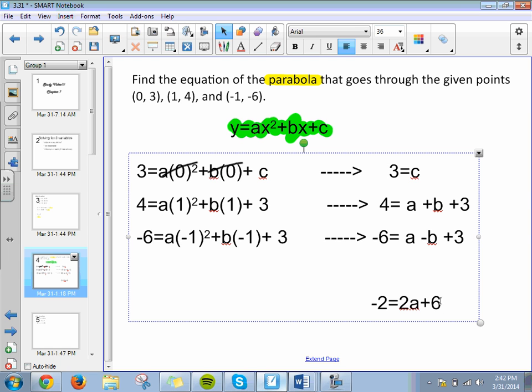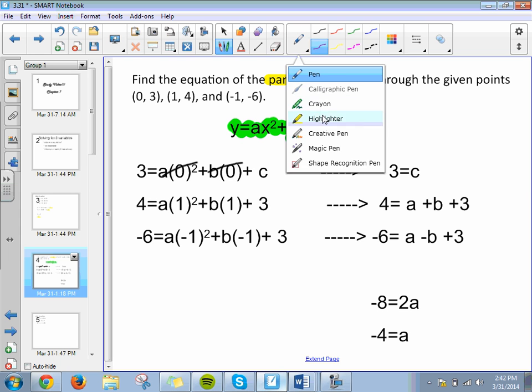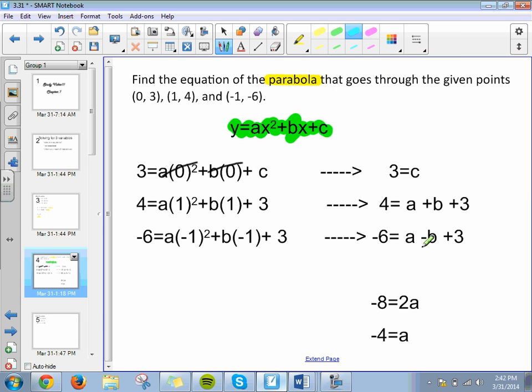So I'm going to take and subtract 6 from both sides. Negative 6, this will become a negative 8. So we know that negative 8 equals 2 times something, therefore a is going to end up being negative 4. Negative 4 equals a. So, here's my highlighter again. I know that c equals 3, a equals negative 4. So the last thing for me to find then will be my b value.